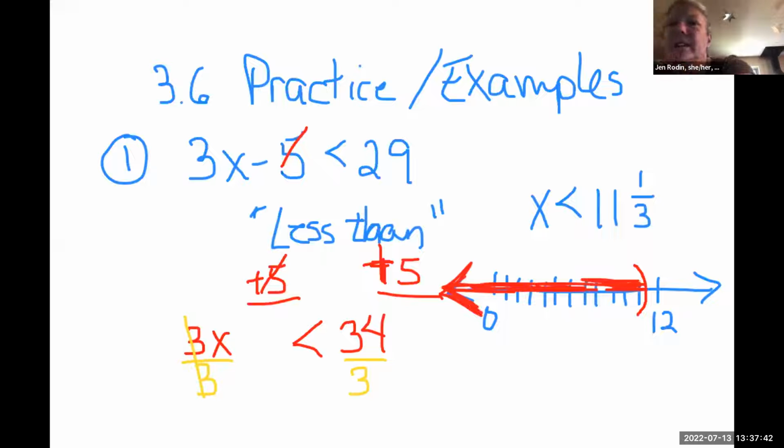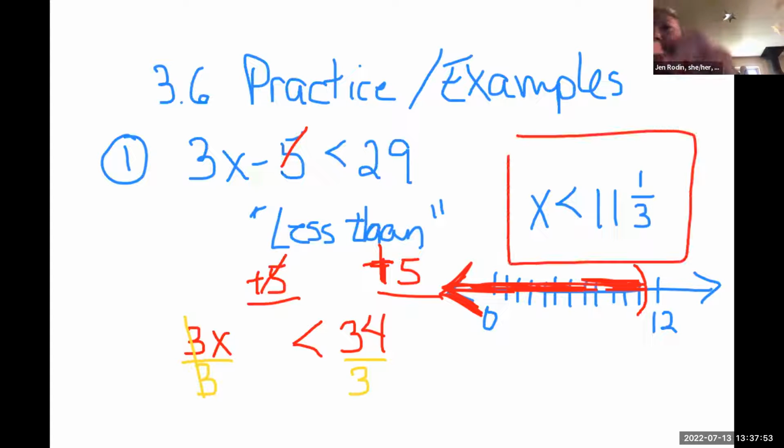The only fractions I put on WebAssign are like a half at the most, because it really glitches up. It's annoying. So I got that 11 1/3. Does anyone have a question about that one?